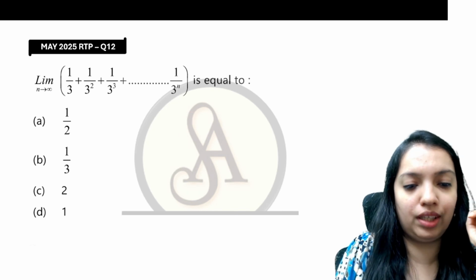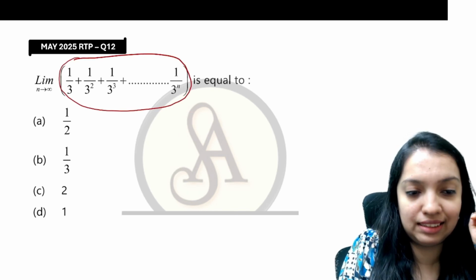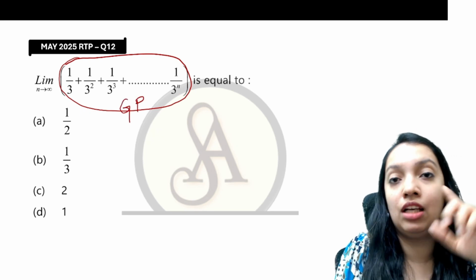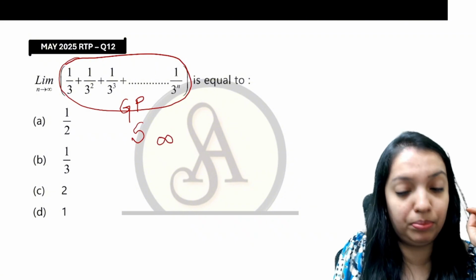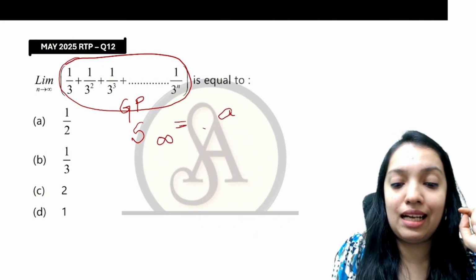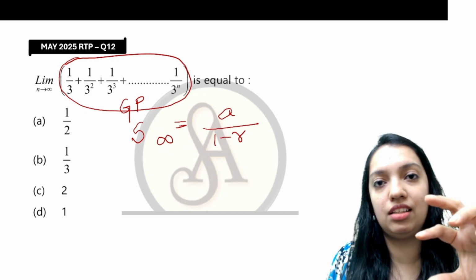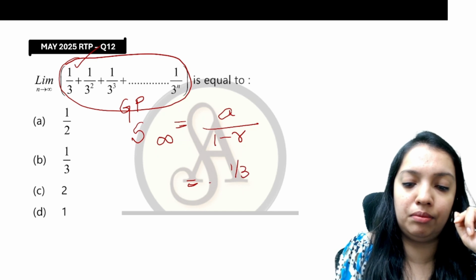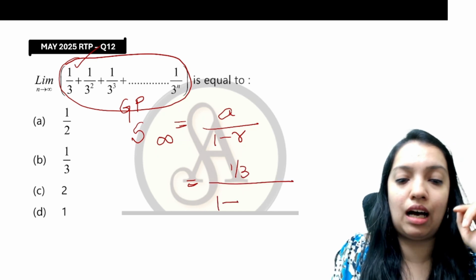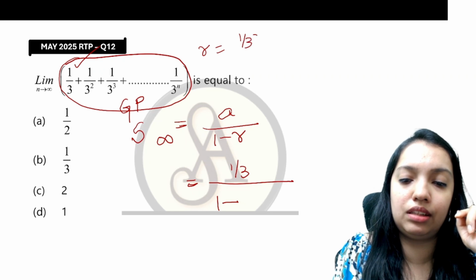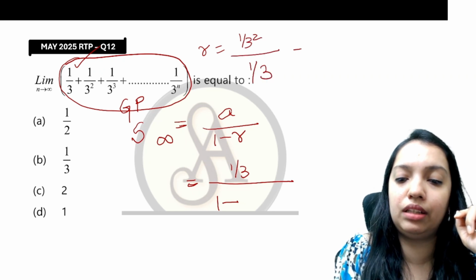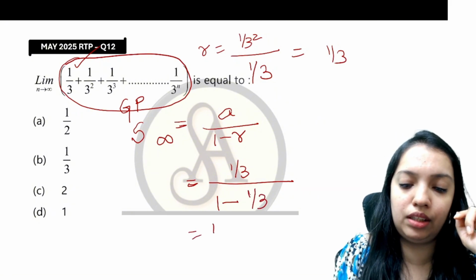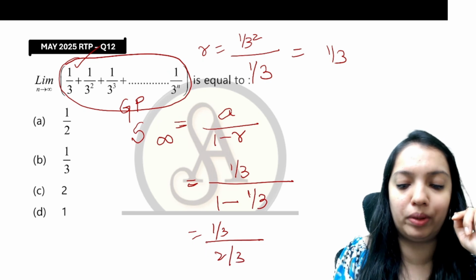So instead of doing this, we will just take what is there inside the bracket, and inside the bracket this looks like a GP series. Do you remember what is the sum up to infinity? It is A divided by 1 minus R in the GP formula. What is A? The first term, 1 by 3, divided by 1 minus R. What is the R value? Second term 1 by 3 square by first term 1 by 3. You are left with 1 by 3 again. So what do you mean by 1 minus 1 by 3? Denominator is going to become 2 by 3.